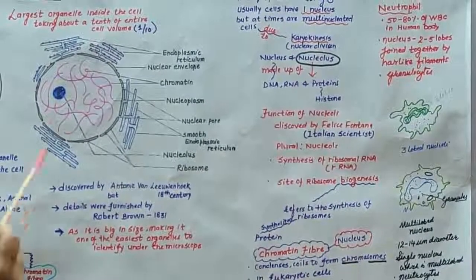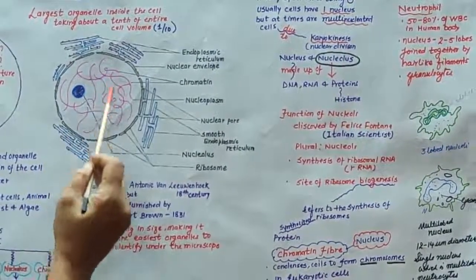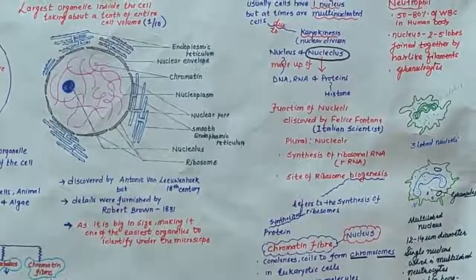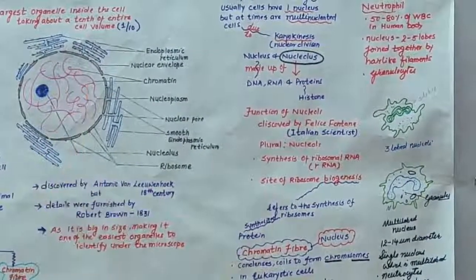Now come to the fourth part. What is that? This is chromatin fiber, which is present inside the nucleoplasm.